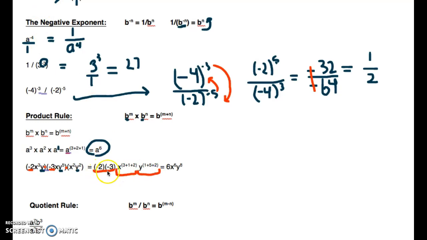A -2 times a -3 is a +6. So my numbers are all taken care of. When I add all my exponents, I have a 3 plus 1 plus 2, which is a 6. So I have x to the 6th power. When I add all my y exponents, I have a 1 plus 5 plus 2, which leaves me with the final answer of 6, x to the 6th, y to the 8th.